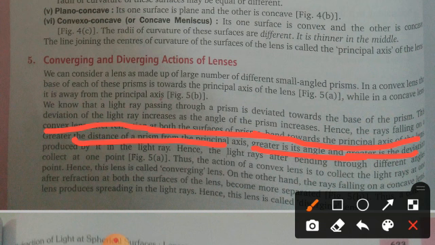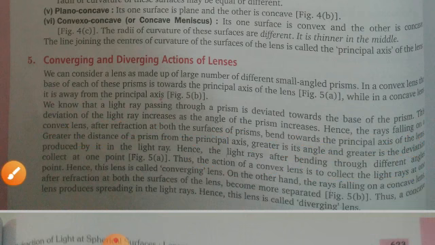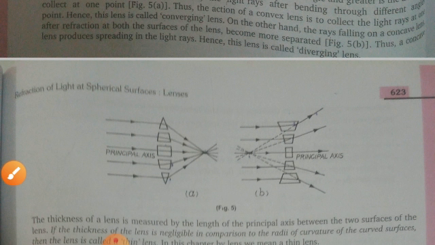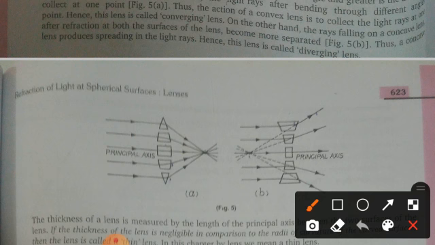Thus, the action of a convex lens is to collect the light rays at one point after refraction at both the surfaces of this lens. What is the action of a convex lens? It is to collect the light rays at one point. Hence, this lens is called the converging lens. Fine. Here you can see the converging and this diverging property. This one is a convex and this one is a concave lens.